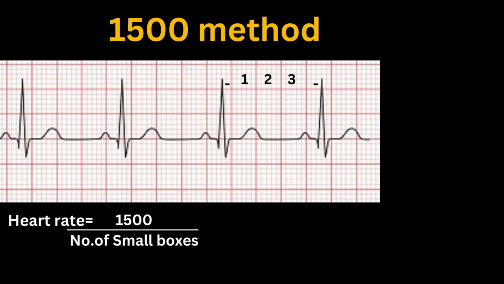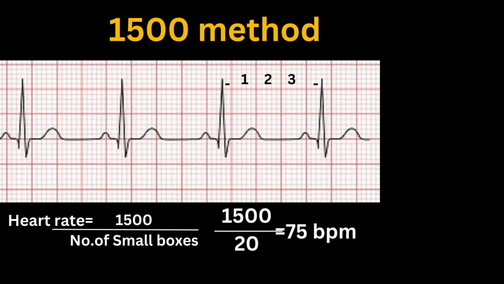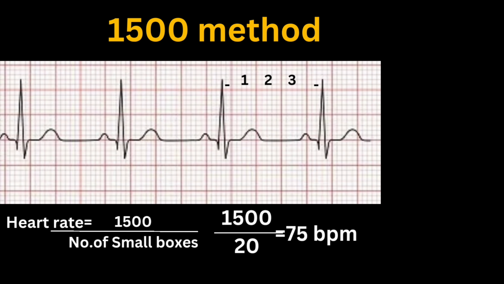3 large boxes, 3 multiplied by 5, that is 15. 15, 16, 17, 18, 19, 20. So 1500 divided by 20 is equal to 75 beats per minute. So in the same ECG, we calculated the rate by 3 different methods.